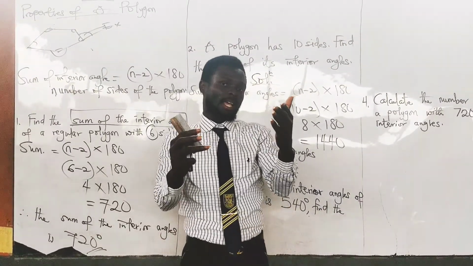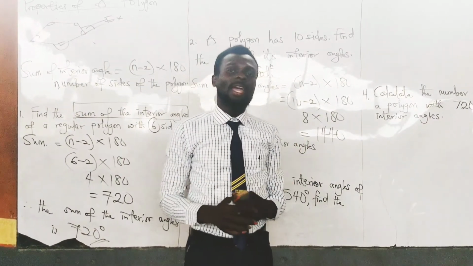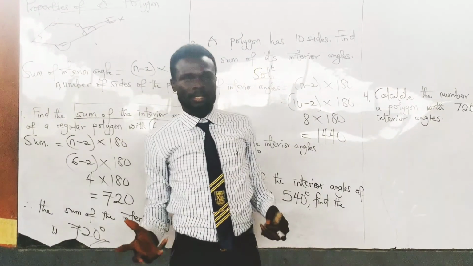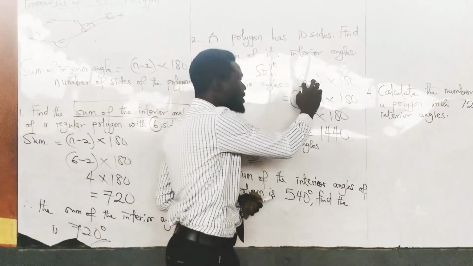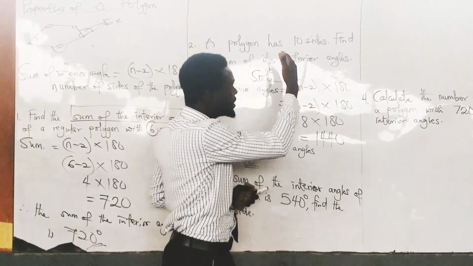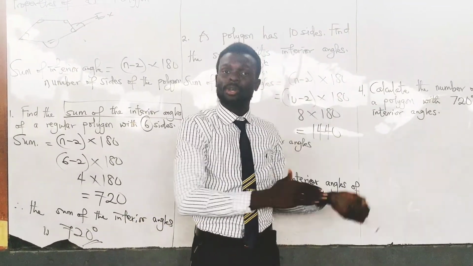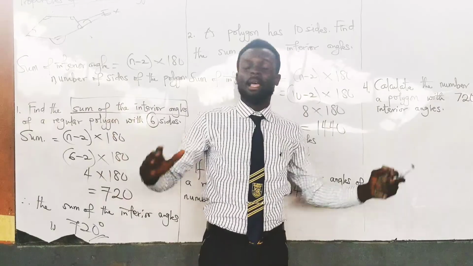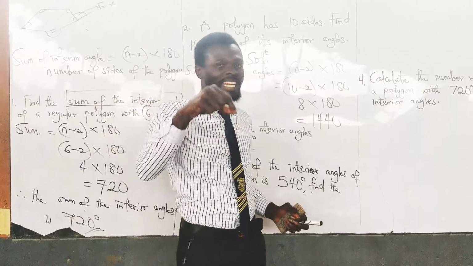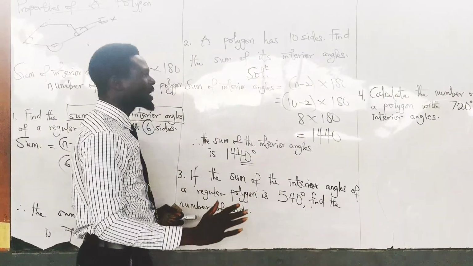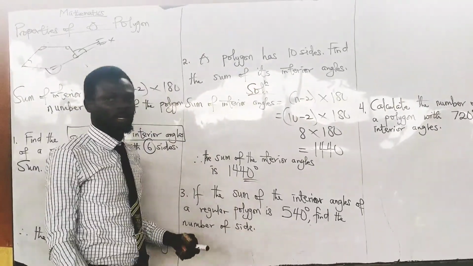So if I give you one and say, find the sum of the interior angles of a polygon having, let's say, 5 sides, n becomes 5. If you put 5 in the formula, you get 5 minus 2 times 180. You subtract, giving you 3 times 180. Multiply. Whatever you get becomes the sum of the interior angles of that polygon. So that is how we calculate the sum of interior angles of any regular polygon.